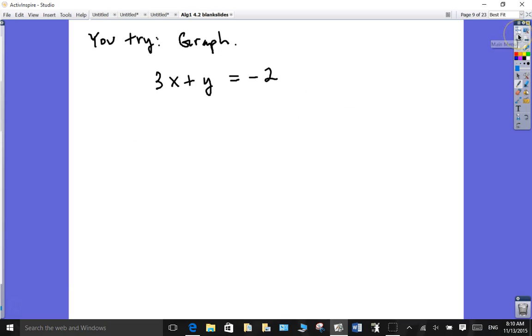So you try to do the same thing. Try to make a table of values, and you probably want to solve this for y before you start calculating your y values, and then make a graph. Okay.